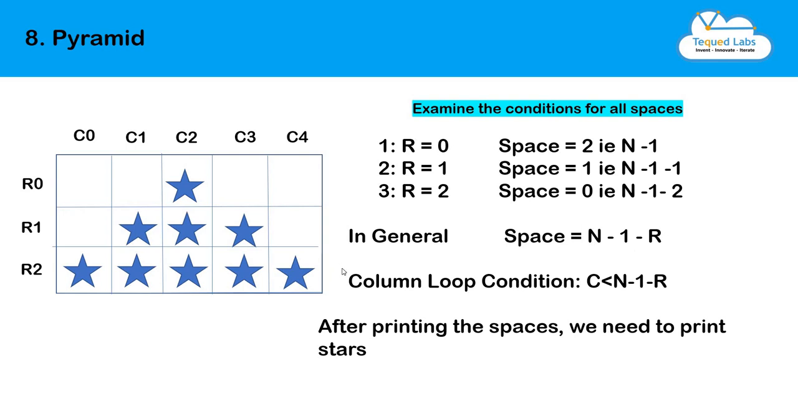So the column loop condition, that is the innermost loop's condition, should be c is less than n minus 1 minus r. So why is it less than here? Whenever we are using n directly, we should always use less than, because we are starting the loop from 0. If we start the loop from 1, this will be less than or equal to. This is an important thing to remember. So after printing the spaces, we should print stars. This particular logic is for printing the spaces only. Now we have to design a logic to print stars. Let us see what the logic would be.